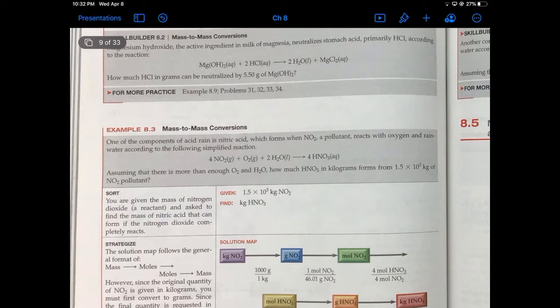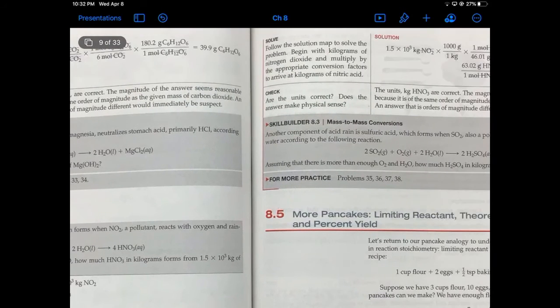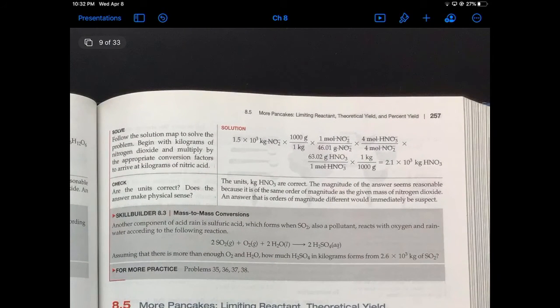So first, let's go straight to the solution over here. First convert the 1,500 kilograms of NO2 to grams of NO2 by using that conversion factor there that you see, the first one with kg on the bottom and g on top. All right, that gets us out of kilograms and into grams. Okay, then we can make that conversion factor that has grams on the bottom and moles on top. And now that we're in moles, we can use the recipe.